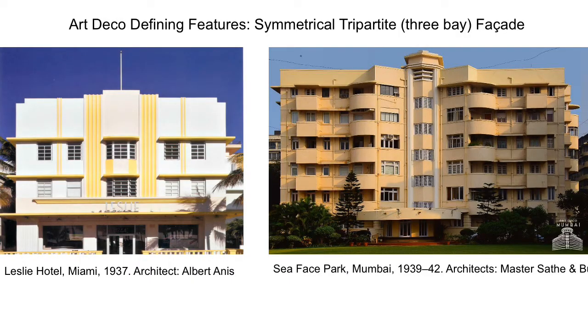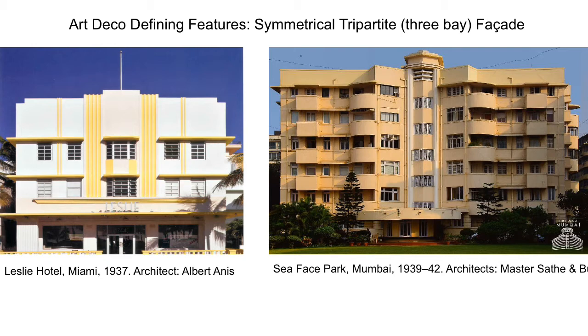Let's look at a series of Art Deco features. Things that when you see them, you know that the architect had Art Deco inspiration in mind. The first thing is what is called the tripartite facade. A tripartite facade just means it's made up of 3 bays, 3 separate sections.